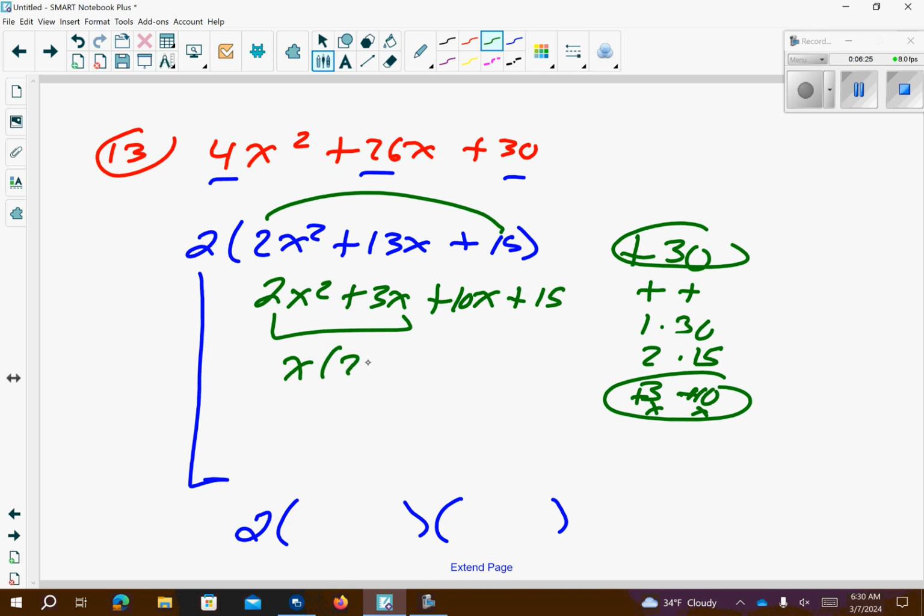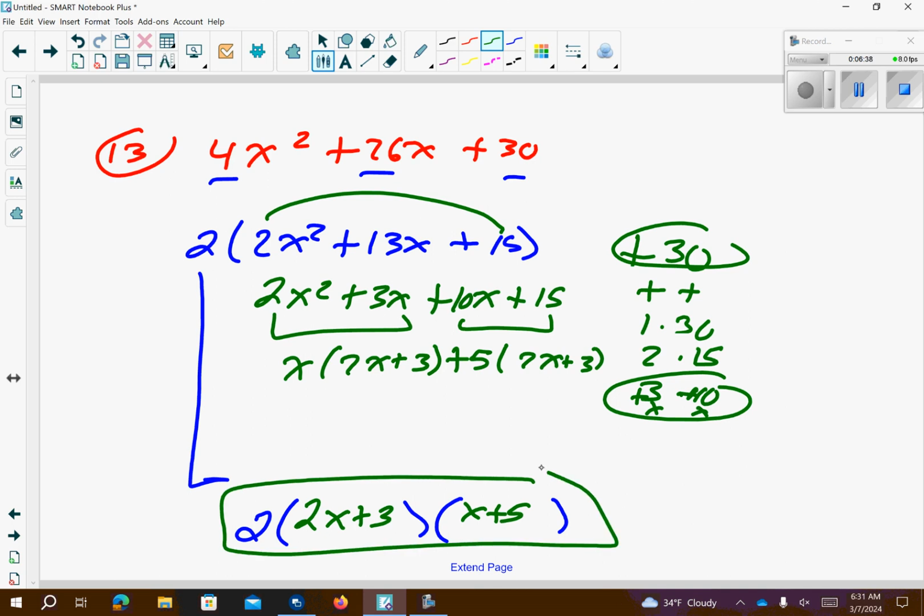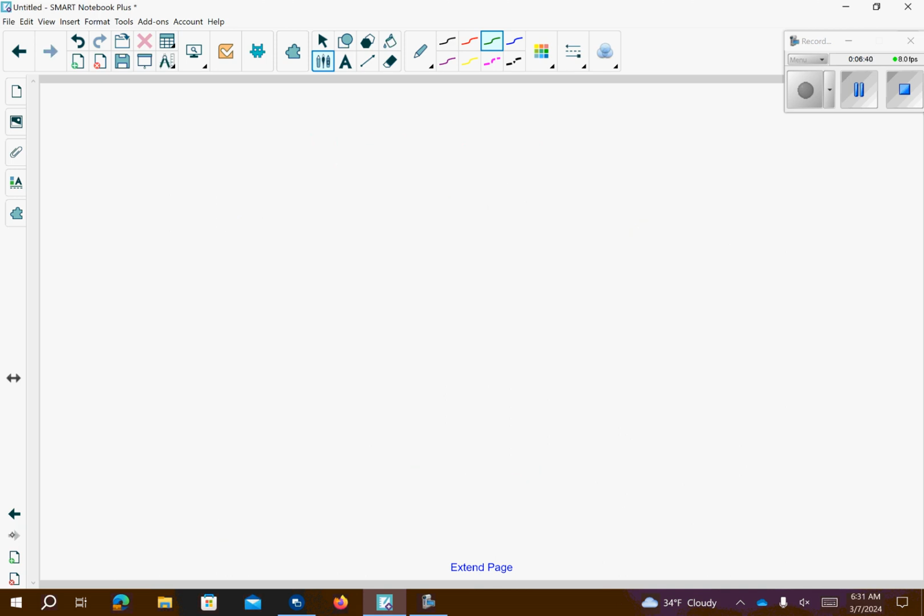That's x and 2x plus 3. Bring a positive down. And I get 2x plus 3 here. So the 2x plus 3's go here. The x plus 5 goes here. So the entire thing, don't forget the greatest common factor of 2 coming out. Number 14 we'll do at the end of the video.